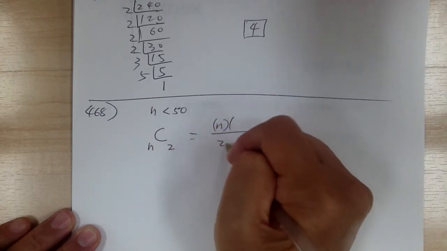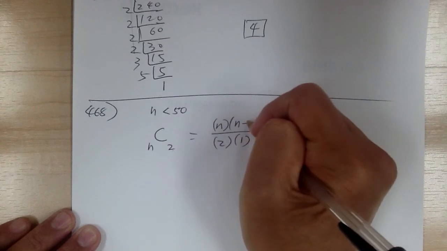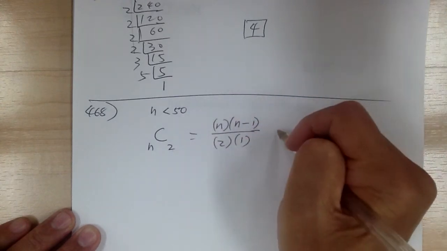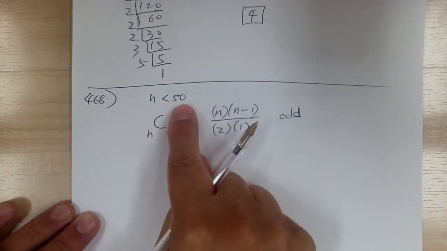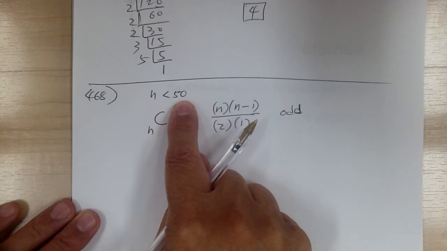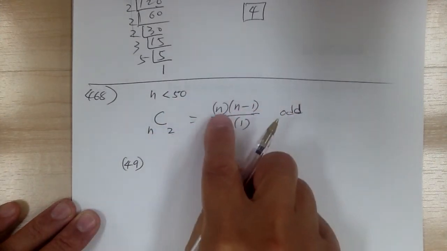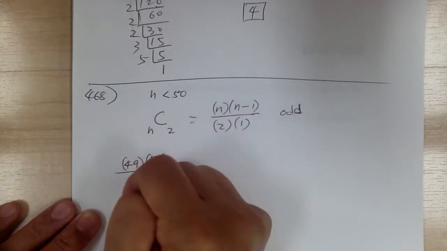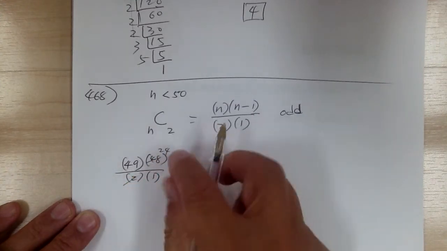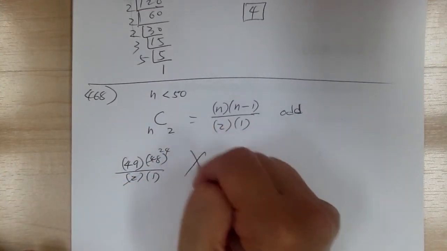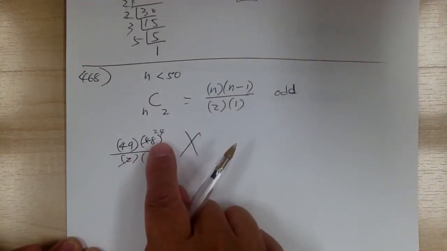This is 2, so it would be 2 factorial, so 2 and 1. And therefore there would be 2 numbers up here, and so it would be n minus 1 over 2, and this is odd. Since n has to be less than 50, the biggest number n would be 49. So let's try 49. When n equals 49, you get 49 and 48 over 2 and 1. If you notice, when you cancel things out, this one is still even, so this one is no good.